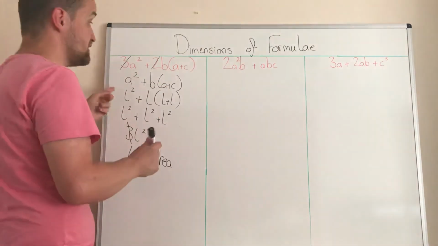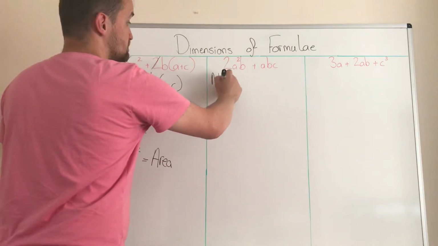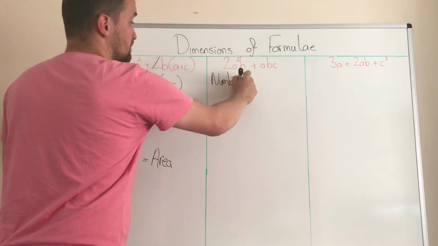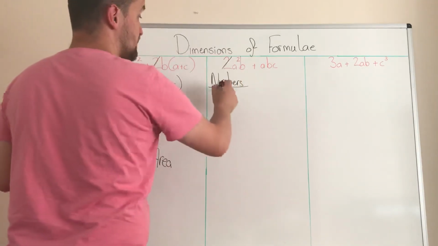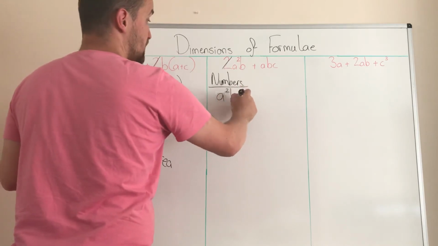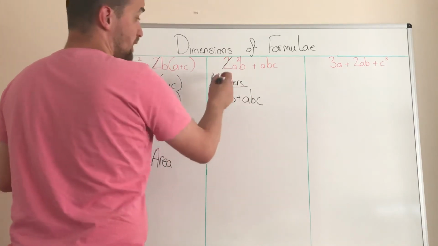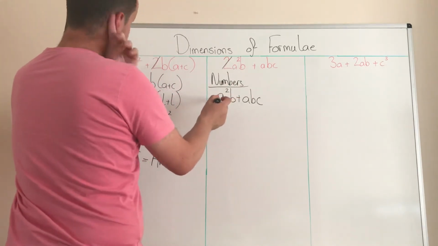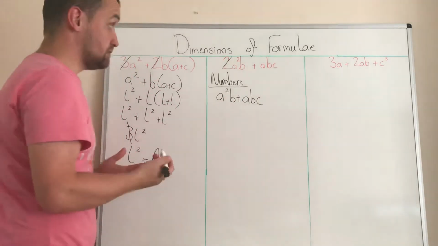First step, numbers. We can get rid of any numbers. We're going to cross that 2 out, so we're left with a squared b plus abc. A squared b means a squared and then times by b. Abc means a times b times c.